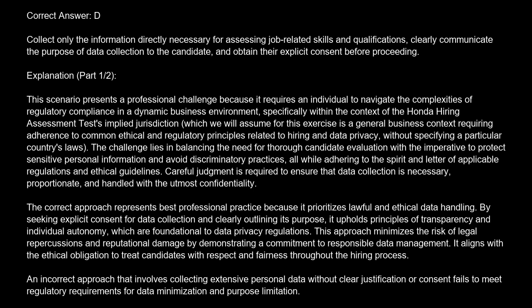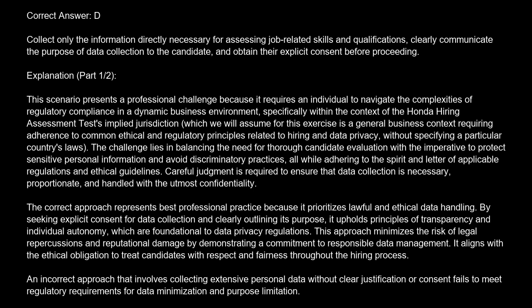Explanation. This scenario presents a professional challenge because it requires an individual to navigate the complexities of regulatory compliance in a dynamic business environment, specifically within the context of the Honda hiring assessment test's implied jurisdiction, which we will assume for this exercise is a general business context requiring adherence to common ethical and regulatory principles related to hiring and data privacy, without specifying a particular country's laws.